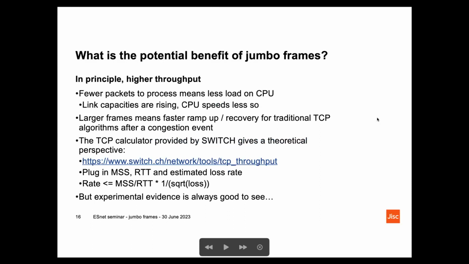The potential benefits: fewer packets in theory means that you're processing fewer packets, which means there's less load on the CPU.